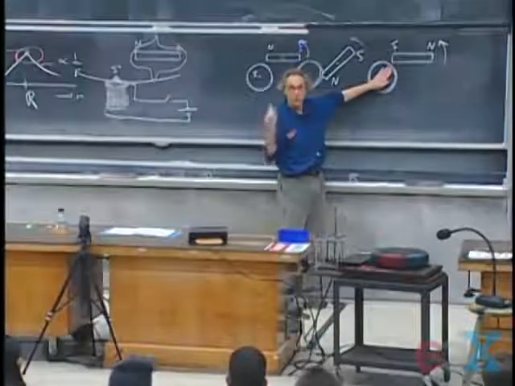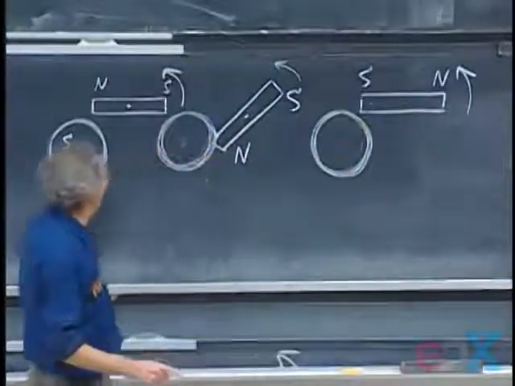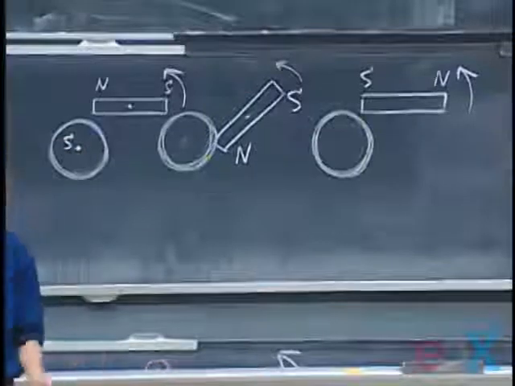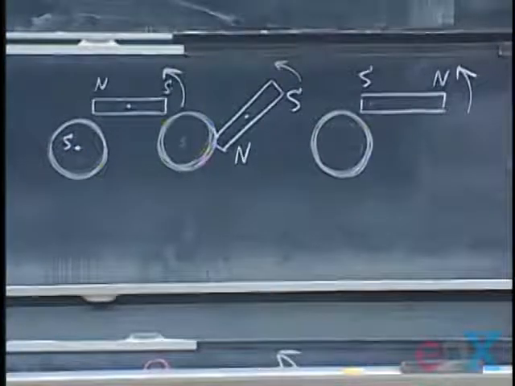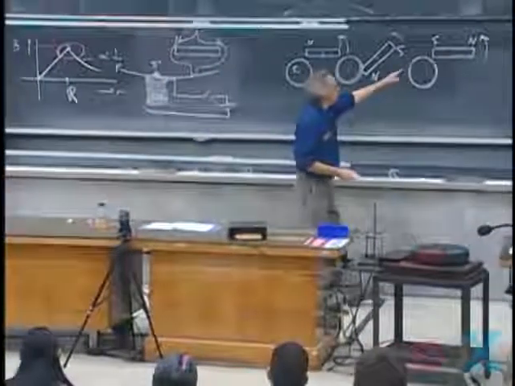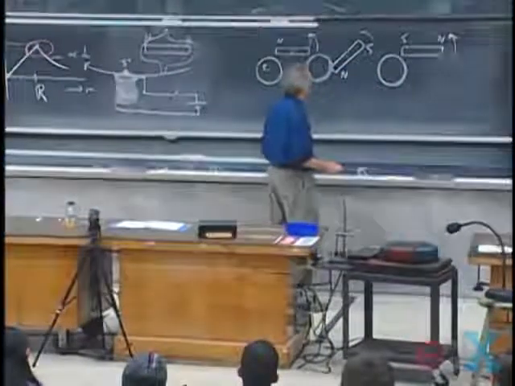Because remember, the current can only go in one direction. It can only make this a south pole. It could have been designed in such a way that the current could go in both directions. That would have made it more expensive. It's just a matter of economy. So, nothing will happen here.